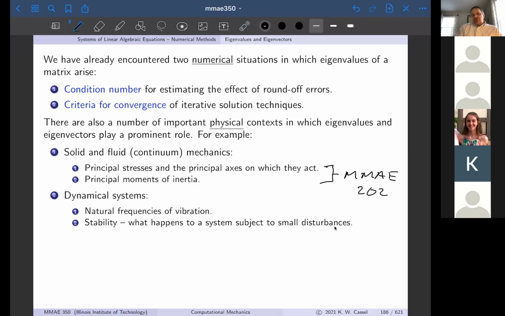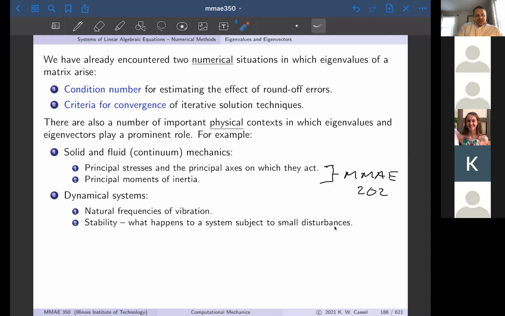If you've had 202 or if you're taking 202 now, this is something that you have seen or will see: stress tensors, and getting principal stresses and principal axes from those stress tensors. I'll derive that quickly in a little bit just to show you where the eigenvalue, eigenvector problem comes from, as well as, again, principal moments of inertia.